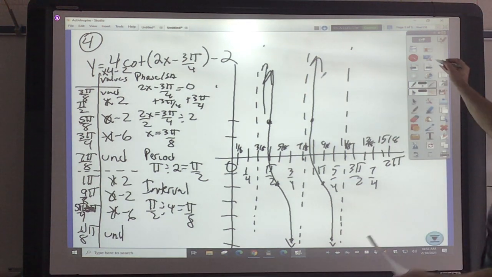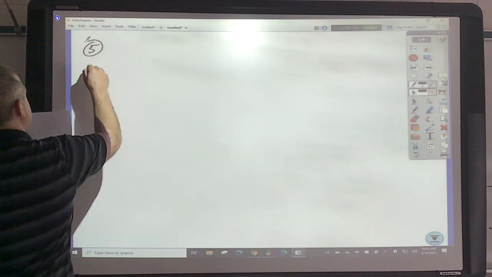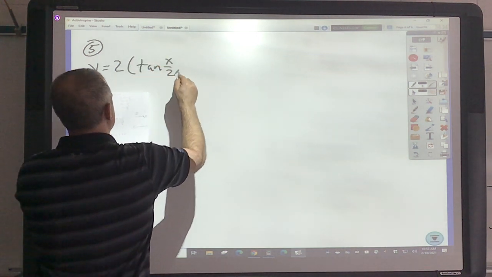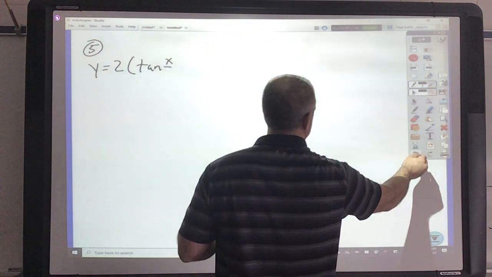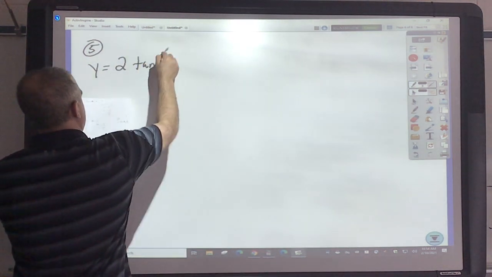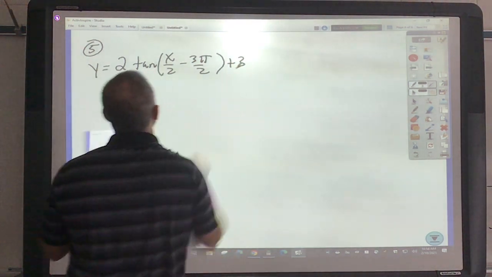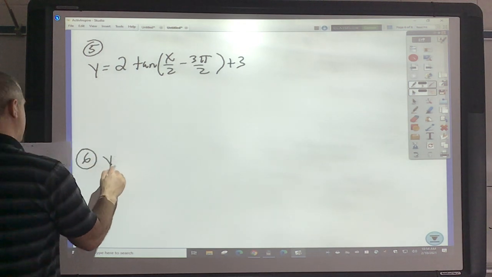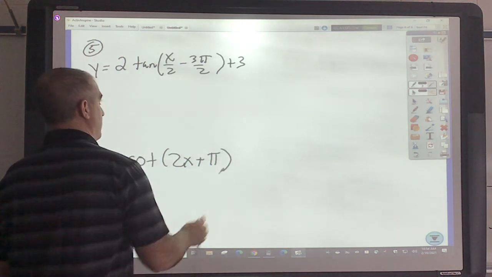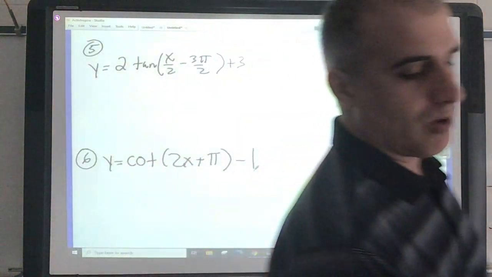Okay, so here are the ones I would like you guys to practice on your own. I would like you guys to do this one: y equals 2 tan of x over 2 minus 3 pi over 2 plus 3. And then I would like you guys to do y equals cotangent of 2x plus pi, minus 1. Okay? All right, so go ahead and work on that, and we will go over those in class.